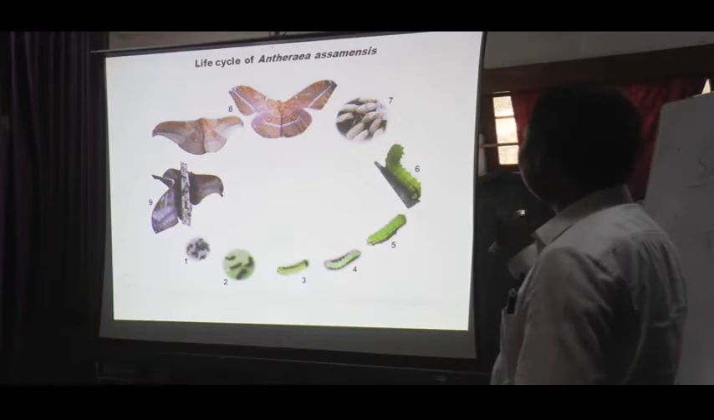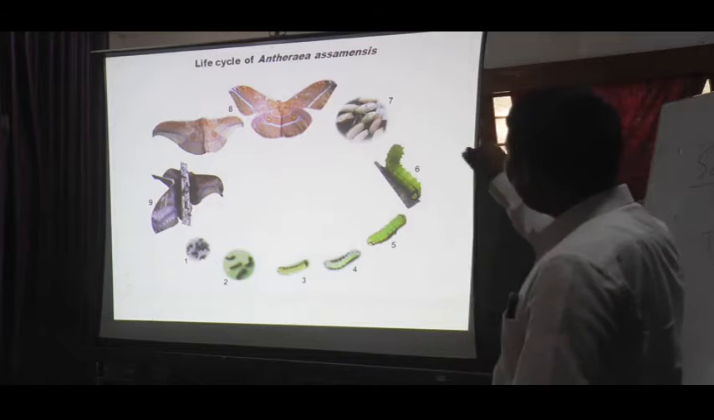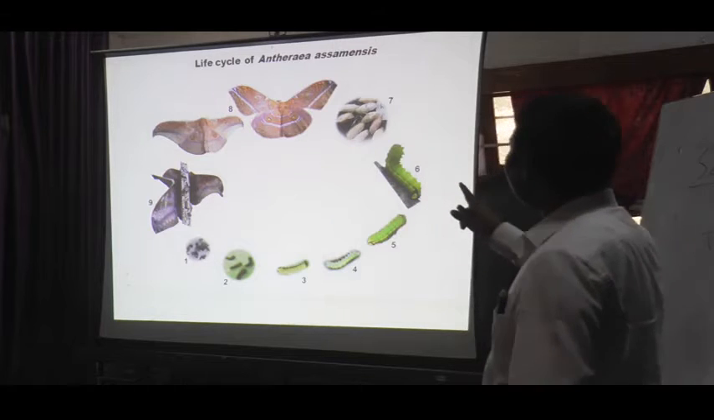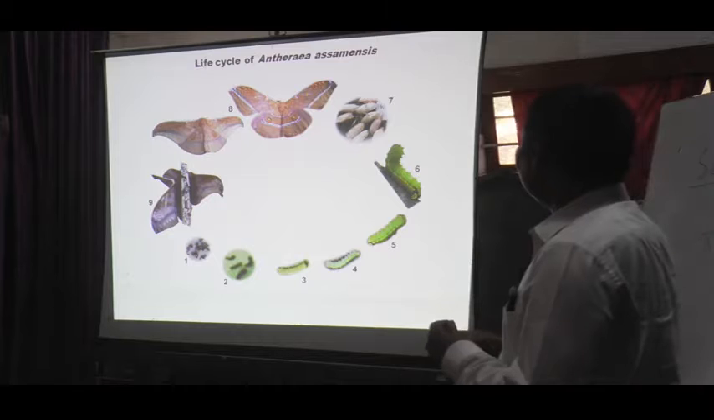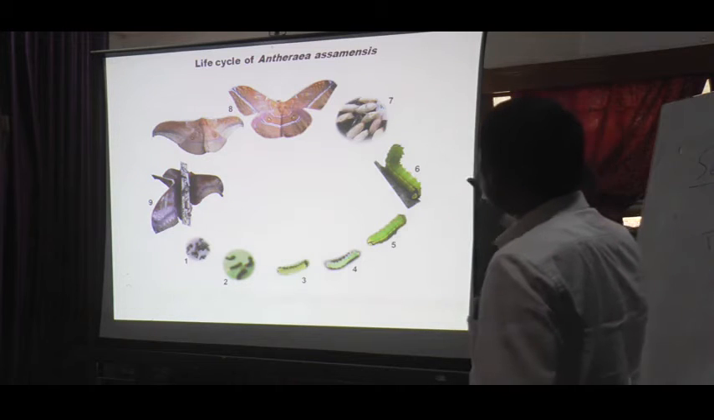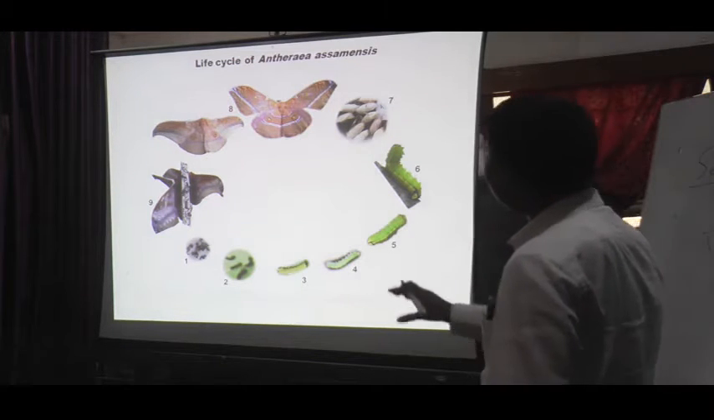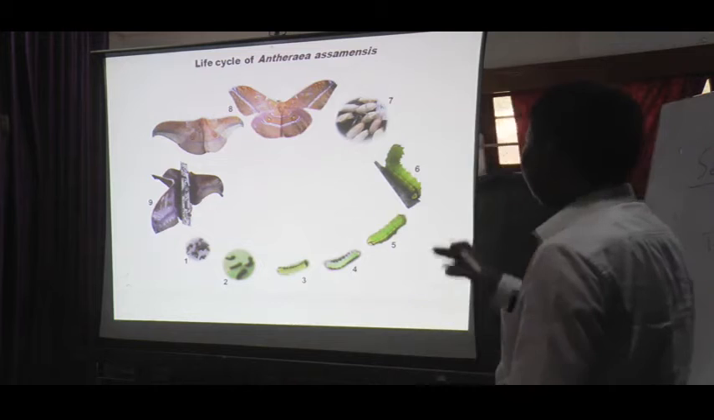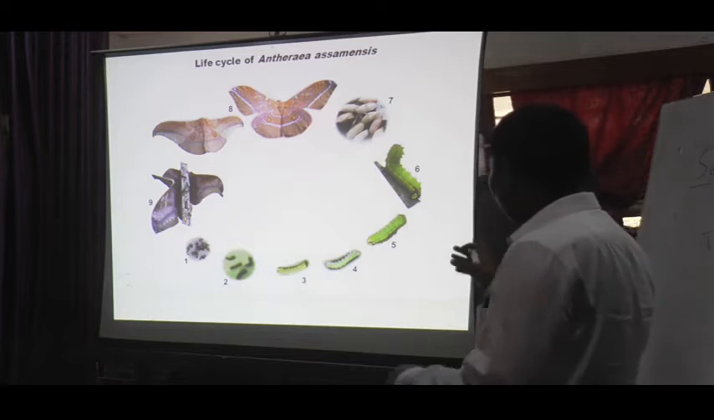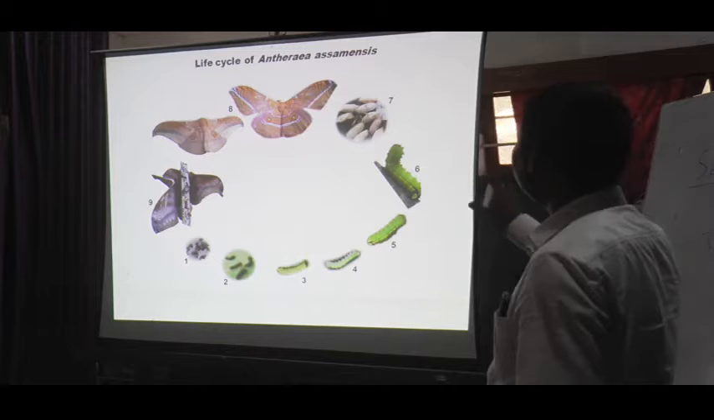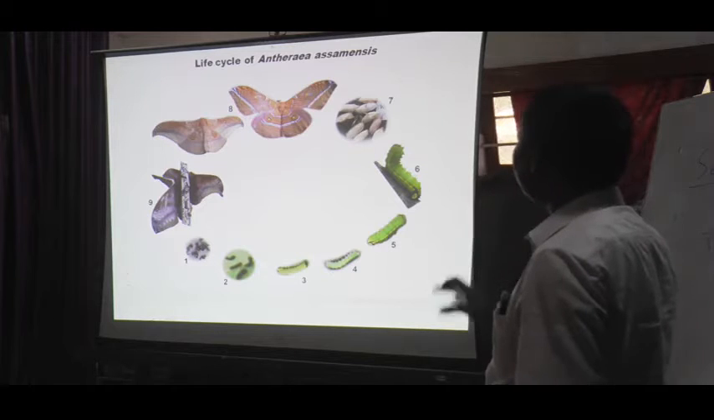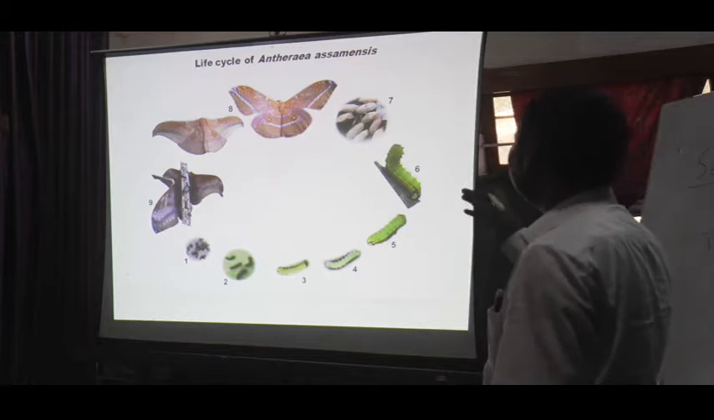Inside the cocoon, the pupa is there, and then the adult. So in the whole life cycle, the beauty is there in each and every step. There is variety, diversity. The first instar has its morphology, and accordingly the second instar larva also has morphological differences. So in each and every stage of the life cycle, diversity is there.